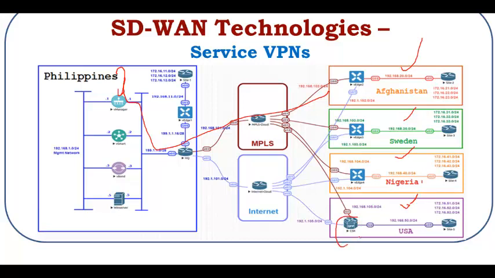Listen, EIGRP can be a protocol only if you have CSR or cEdge. The vEdge is from Viptela, right? They don't know what is EIGRP. If you are using CSR or cEdge device, then you may have any routing protocol. EIGRP is not an option for vEdge.